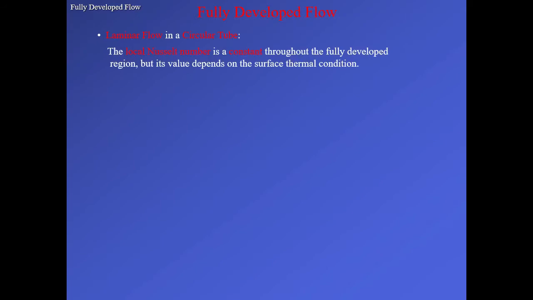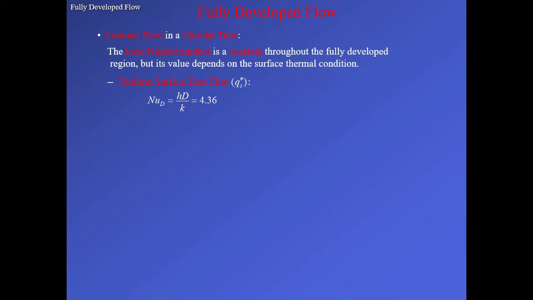So in a circular tube, for laminar flow in a circular tube, the local Nusselt number, which ultimately will give us the value of the local heat transfer coefficient, is a constant. We already have discussed that, and it is constant throughout the fully developed region, but of course in the developing region it starts from a very high value and reduces to that fully developed region value.